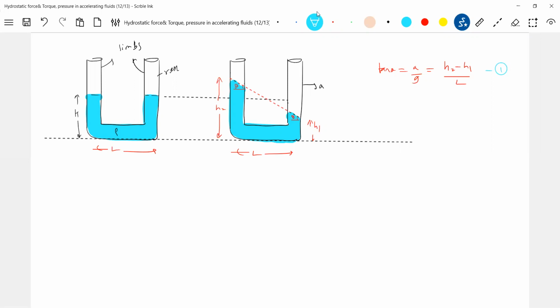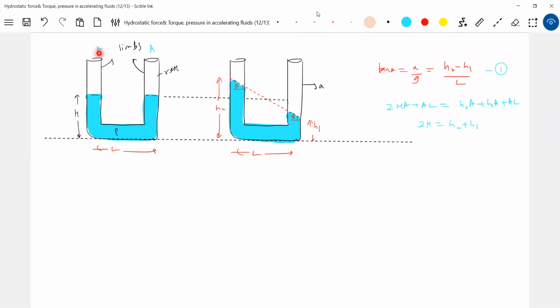So what is the initial volume? Let the area of cross section of these limbs be A. So 2HA plus AL should be equal to H2A plus H1A. You can ask questions, but in fact the area of cross section of the limbs will be very small, so we need not bother about that also. So here, how much volume decreases, that much will increase. That's the basic idea, so roughly I'm giving.